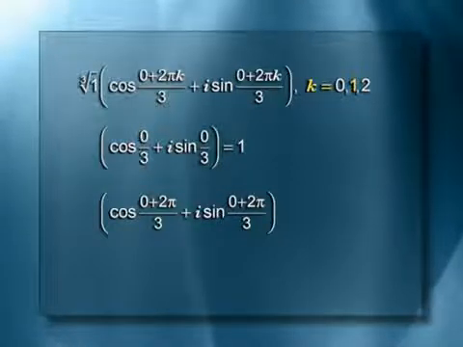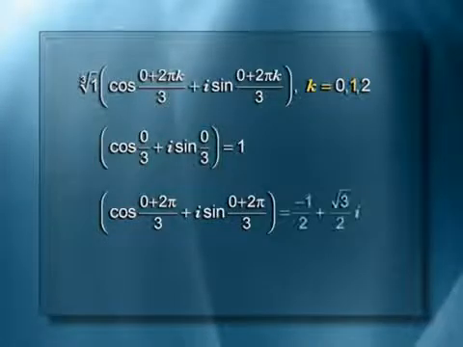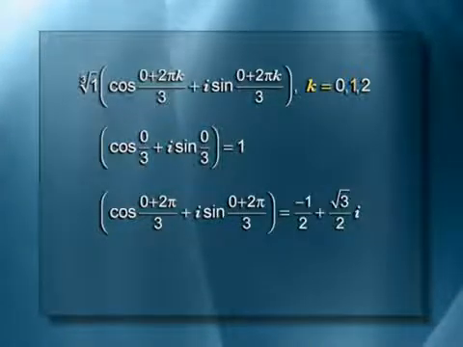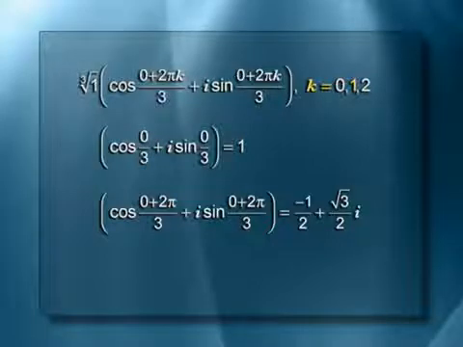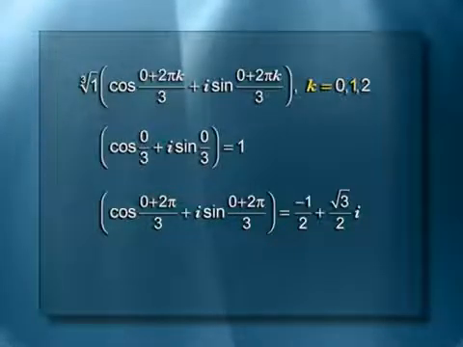Oh boy, we have to know some trig now, don't we? What's the cosine of 2 pi over 3? Minus a half. The sine is square root of 3 over 2. So the second cube root of 1 is the complex number minus 1/2 plus square root of 3 over 2 i.